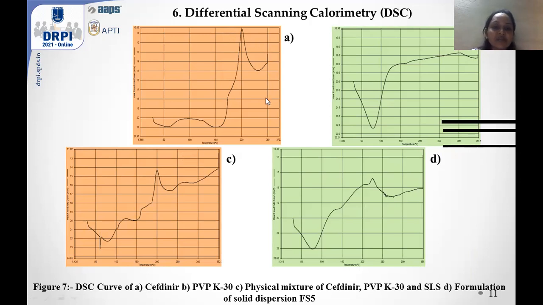So the very first graph is for the cefdinir drug, where the point 150 degrees centigrade is for the melting point of this drug, and the sharp peak at 200 degrees centigrade shows the endothermic peak of this drug. After that, in the last graph, which is the graph of solid dispersion, that is FS5, here we can see that the sharp peak at 200 degrees centigrade was not found, which basically indicates that the crystalline nature of this drug has changed to the amorphous form of the drug.